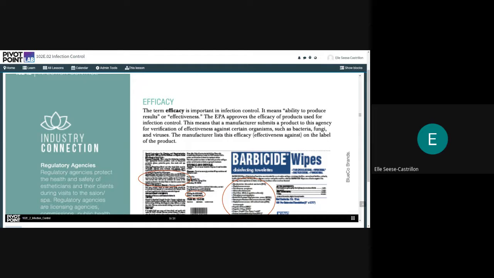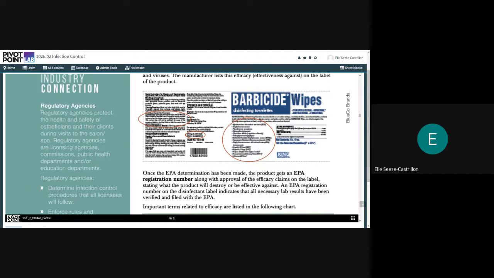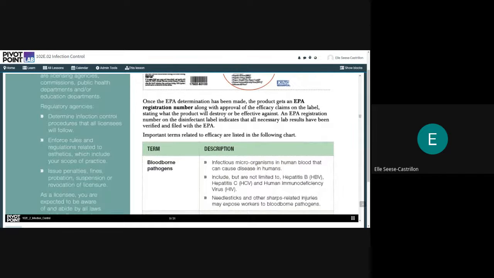It says the manufacturers list these efficacies, or the effectiveness, on the label of the product. So regulatory agencies protect the health and safety of estheticians and their clients during visits to the salon or spa. And regulatory agencies are licensing agencies, commissions, public health departments, and/or educational departments. So this helps to determine infection control procedures that licensees will follow, enforcing the rules and regulations that are related to aesthetics, including your scope of practice. Also, they'll issue any penalties, fines, probation, suspension, or even revocation of your licensure.